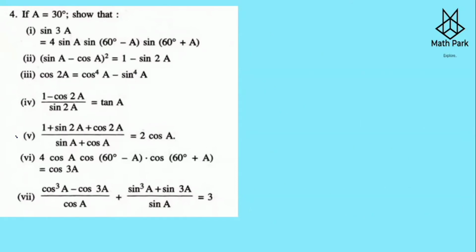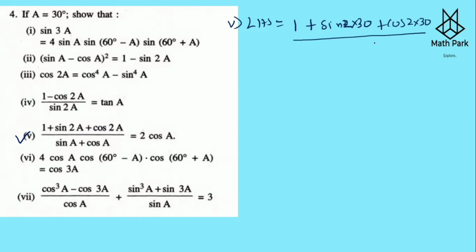Next, (1 plus sin 2A plus cos 2A) upon (sin A plus cos A). So let us start with the fifth part. Let us take LHS over here. So LHS we have 1 plus sin 2A, that is sin 2 times 30, plus cos 2A, that is cos 2 times 30, upon sin A plus cos A, that is sin 30 plus cos 30. Let us put the values. 1 plus, 2 times 30 is 60.